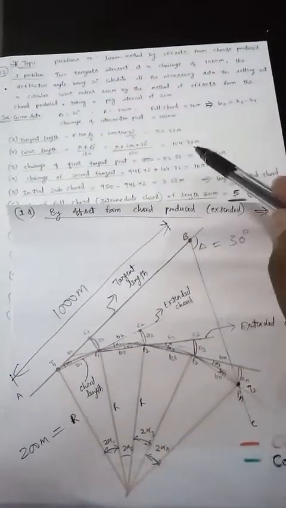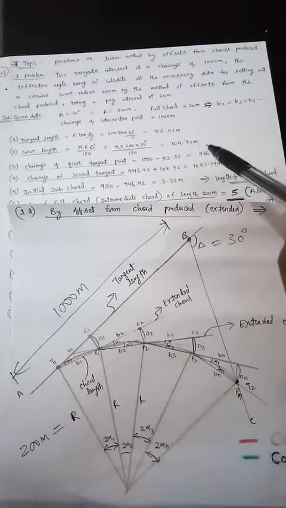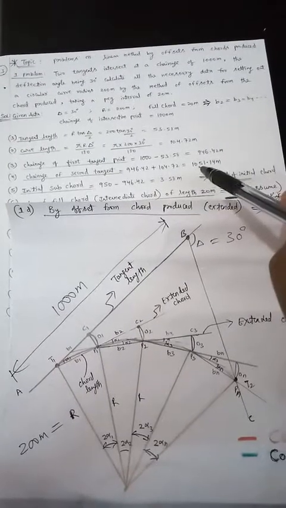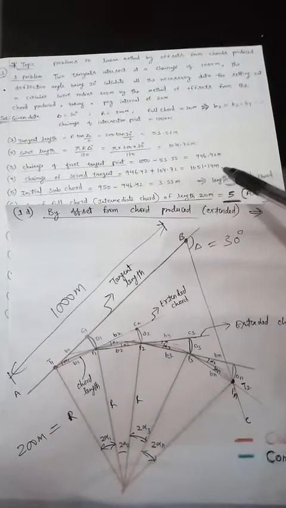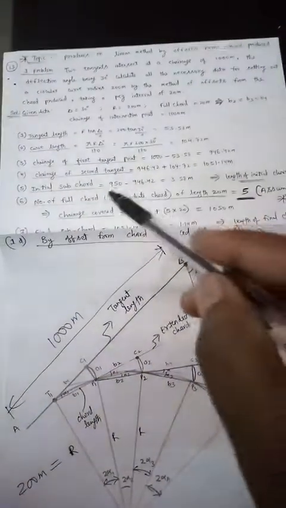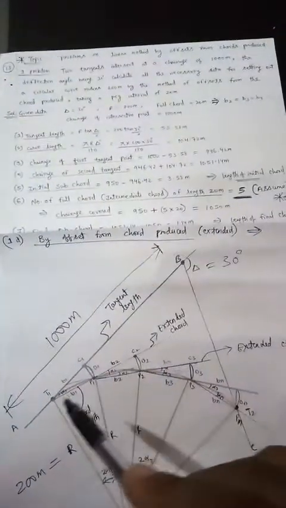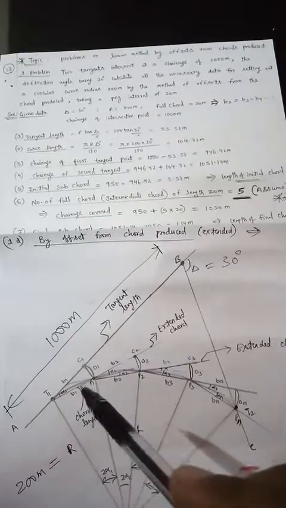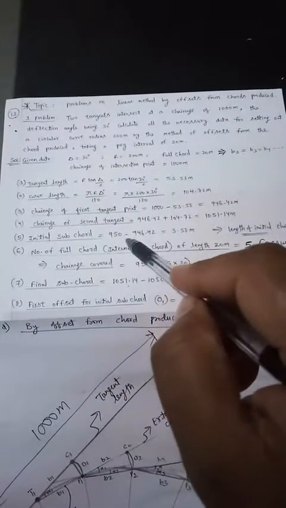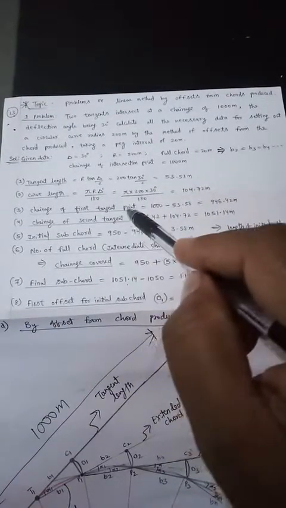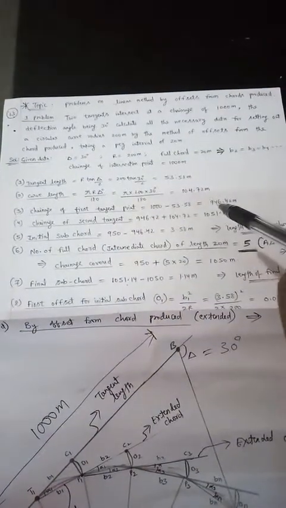Next, the curve length. What is the curve length here? 104.72. By adding this we will get 1051.14 meters. Next, the initial subchord. This is the initial subchord. We will get the initial subchord from the chainage of the first tangent point. So what is the value here?